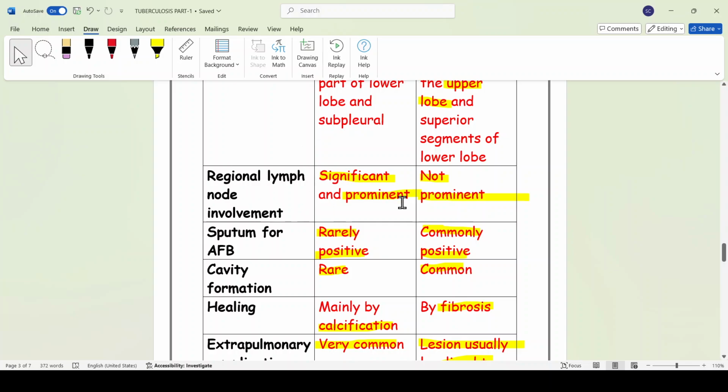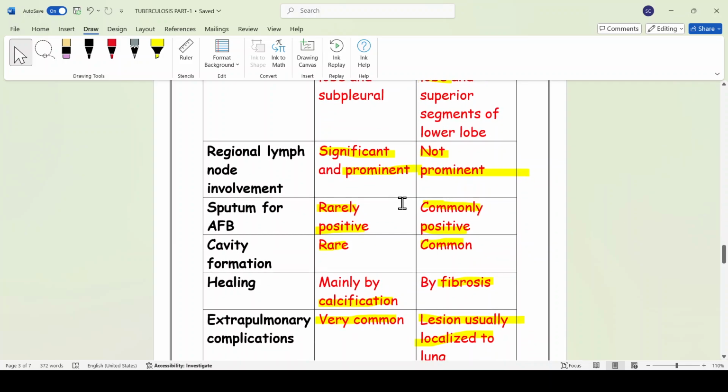If it's the regional lymph node involvement, in case of primary TB, there is significant and prominent involvement of the regional lymph nodes. In case of secondary TB, there is not such prominent involvement of the regional lymph nodes. If it is sputum for AFB, in case of primary TB, it will rarely be positive, whereas in secondary TB, it is commonly positive. Cavity formation is rarely seen in primary TB, and it is very commonly seen in secondary TB.